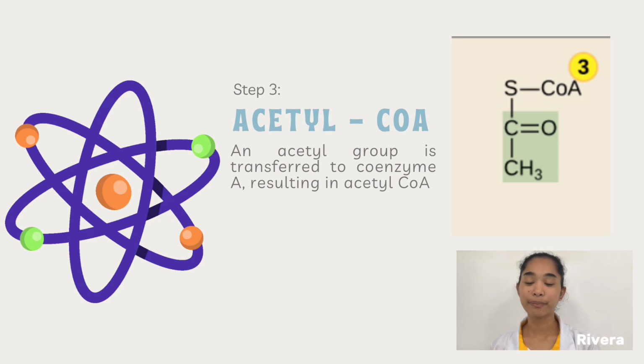In step 3, coenzyme A, an organic molecule generated from vitamin B5, is joined to the oxidized 2-carbon molecule, the acetyl group, the one that is highlighted in green, to form acetyl-CoA. Acetyl-CoA, also known as the carrier molecule, transports the acetyl group to the citric acid cycle.